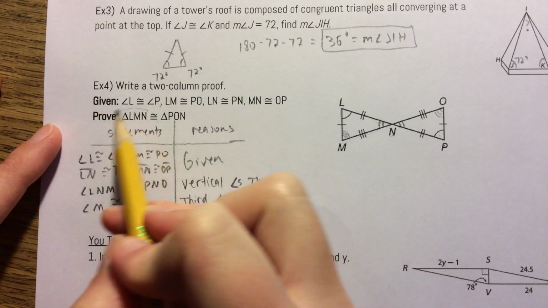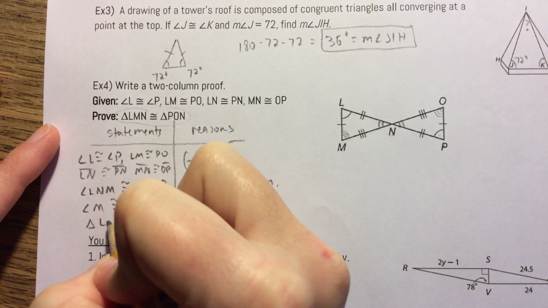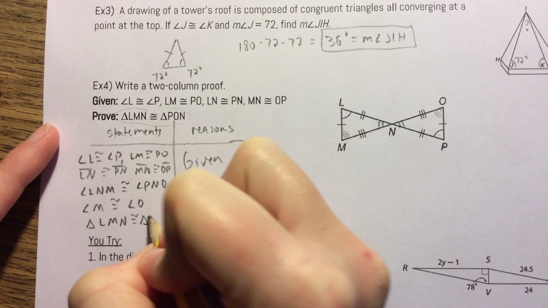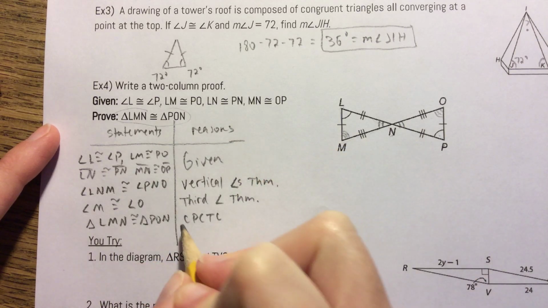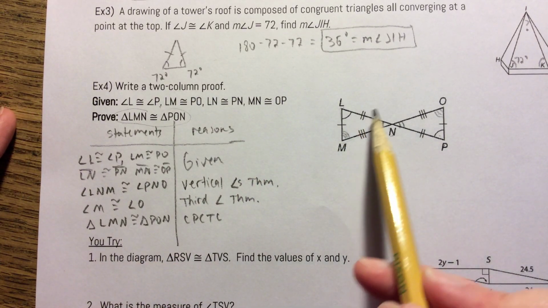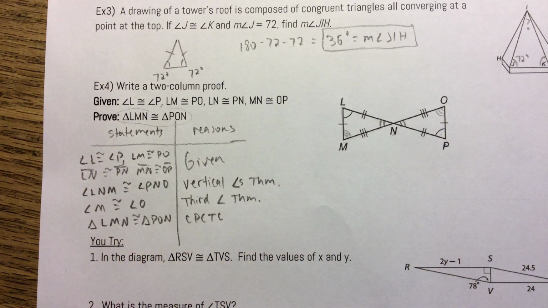And then lastly is the thing that you want to prove. Now that we have all the pieces congruent to each other, all the corresponding parts, triangle LMN and PON, this is CPCTC. Corresponding parts of congruent triangles are congruent. Since we have all of the pieces equal to each other, I can say that the triangles are congruent.